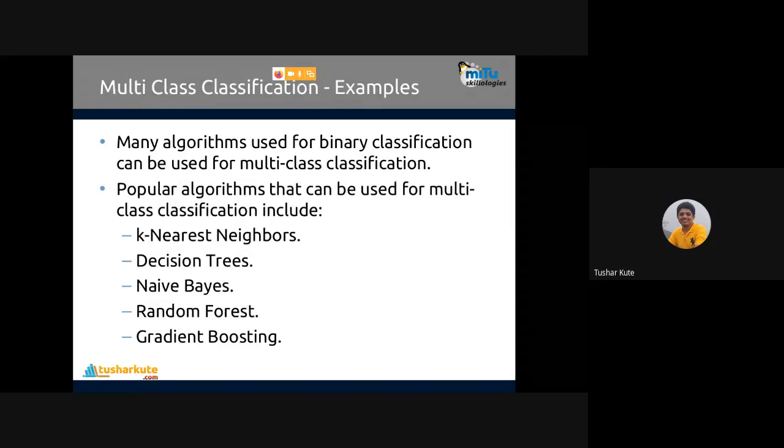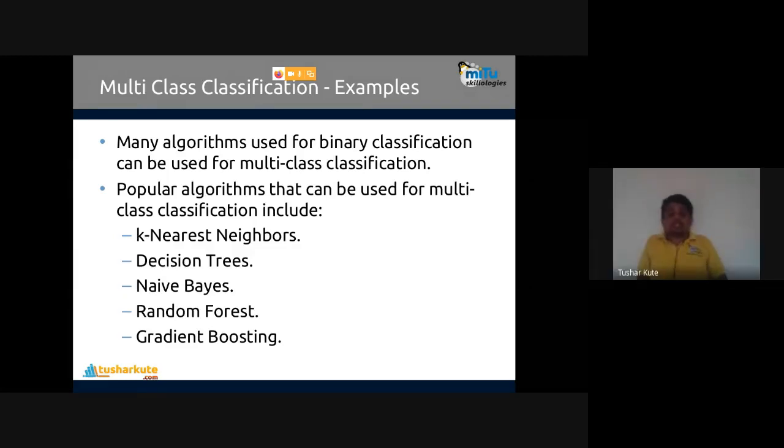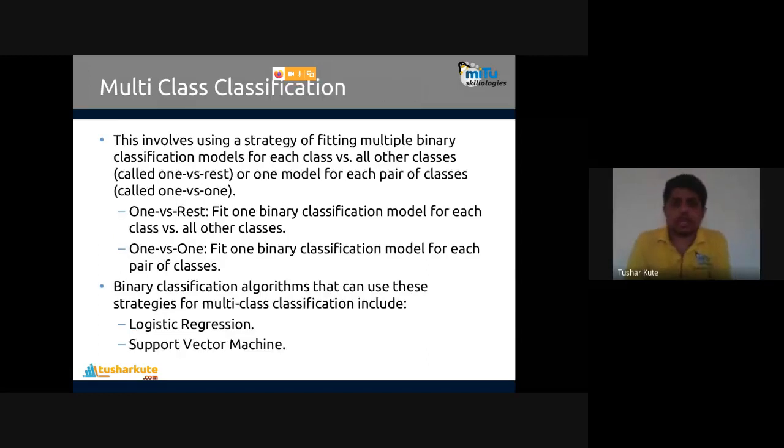Many algorithms used for binary classification can be used for multi-class classification also, just like k nearest neighbor, decision tree, naive Bayes, random forest, gradient boosting. So these algorithms are used for multi-class classification. Many of them are possible there.